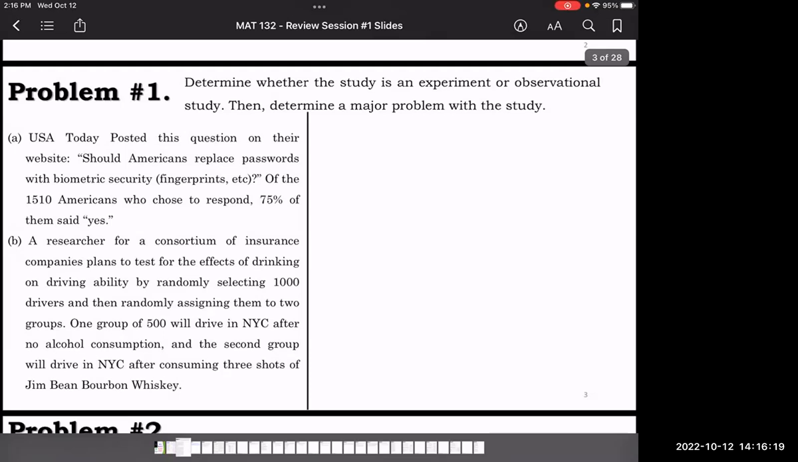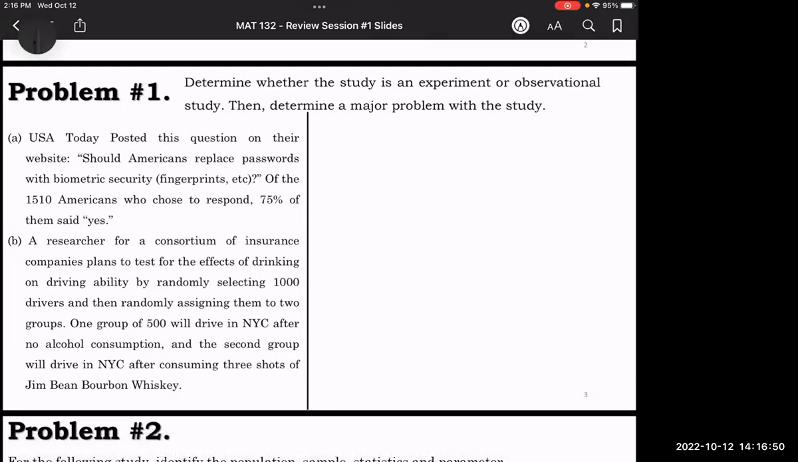Well, you have to be a little bit more specific. What do we know about the observational studies that's different from an experimental? Yeah? They're not giving them any treatment. That's right. The researchers are not giving our sample size of the 1,510 Americans any treatment, right? The researchers essentially do not attempt to modify the individuals in the research.